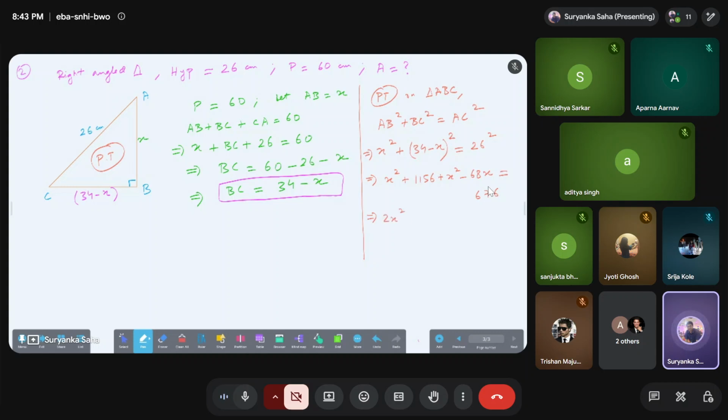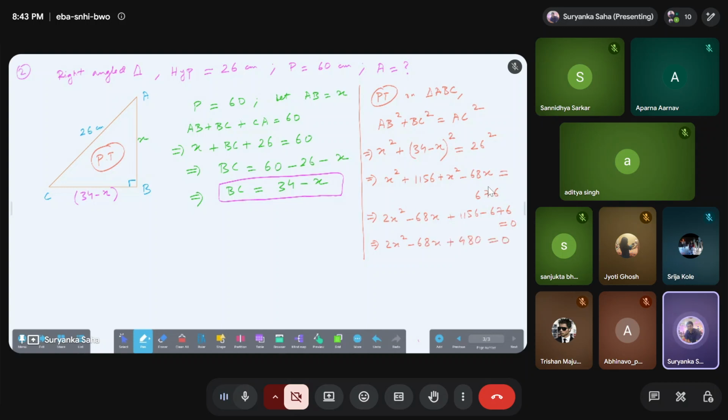It is 2x square minus 68x plus 1156 minus 676 equal to 0. So it will give you 480. So 2x square minus 68x plus 480 will give you 0.